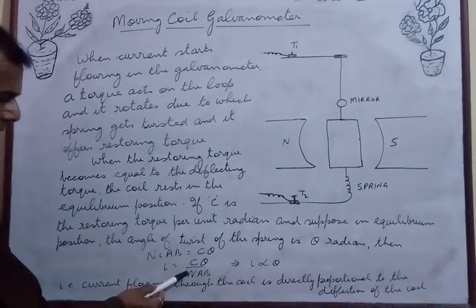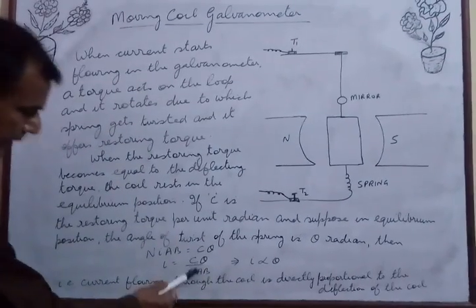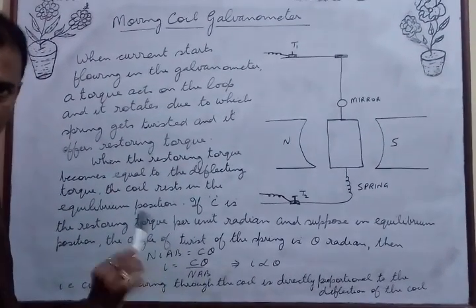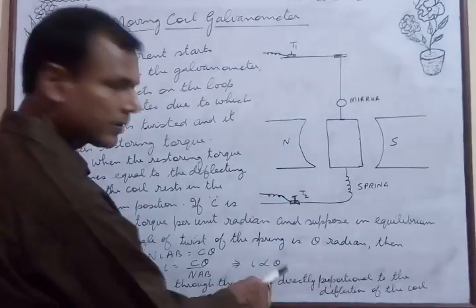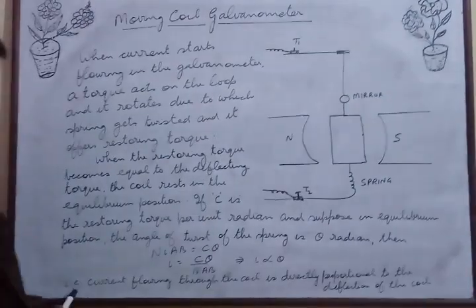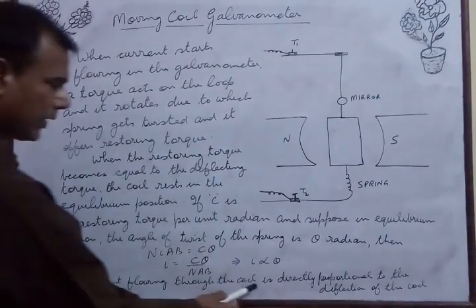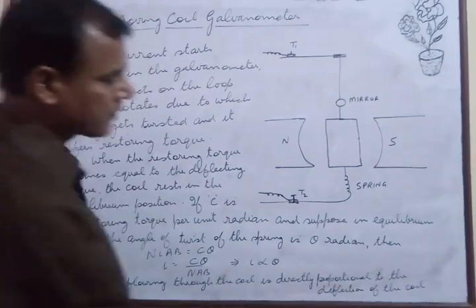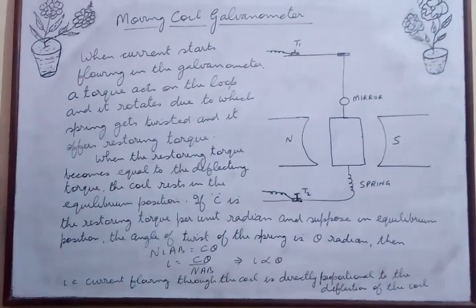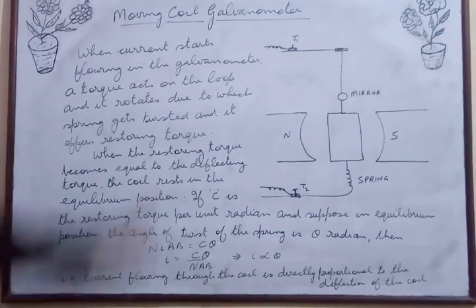Now C is constant, N number of turns constant, area constant, B stands for magnetic field. This is constant. So I is proportional to theta. That is, current flowing through the coil is directly proportional to the deflection of the coil. So this is the concept of moving coil galvanometer.